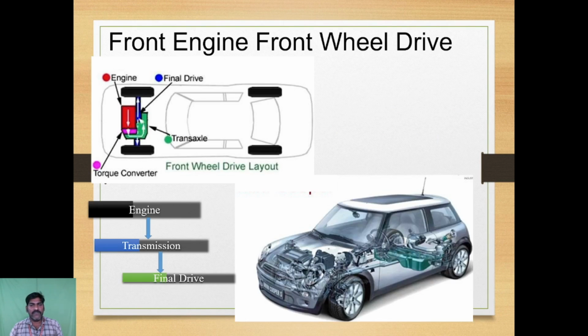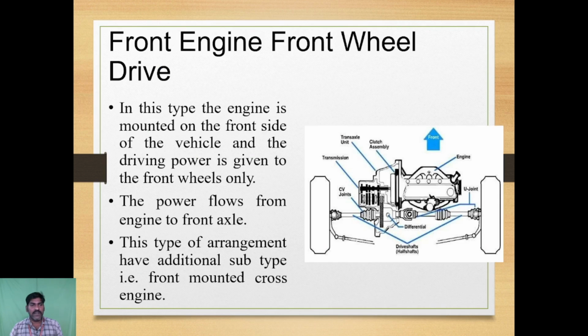Rear wheel drive is typically slightly more expensive to purchase than a comparable front wheel drive vehicle. Front engine, front wheel drive. First one, engine, torque converter, final drive, and a transaxle. Front wheel drive layout: first one, engine, second, transmission, third, final drive.